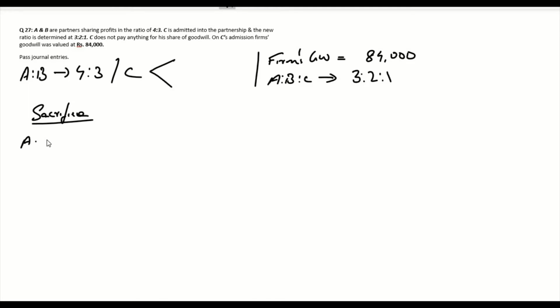For A, it is 4/7, which is his original share, minus his new share, which is 3/6. That is equal to 24 minus 21/42, which is equal to 3/42.